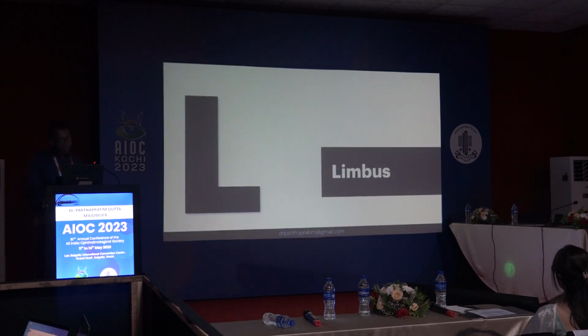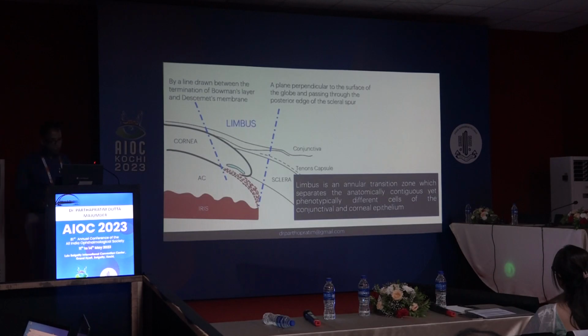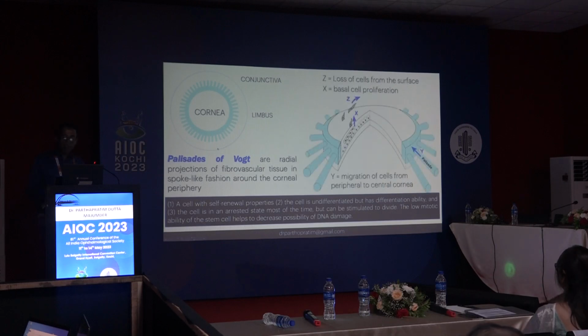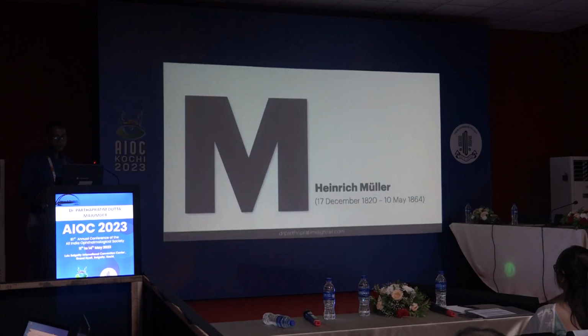Now coming to L for limbus, I won't go into the details. Already you have read a lot of this. The only thing you have to know is that the palisades of Vogt are radial projections, like you see here. And you have to remember this hypothesis which Thoft and Friend proposed, about central epithelial maintenance, where the X component denotes the basal cell proliferation, the Y component shows the migration of the cells from the periphery to central cornea, and the Z component denotes the loss of the cells from the surface.